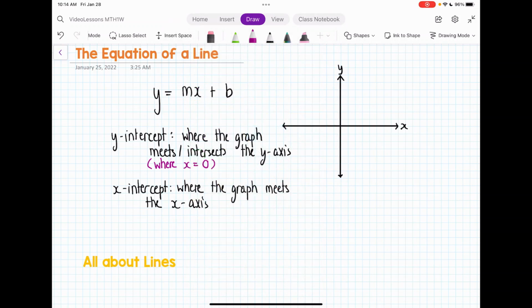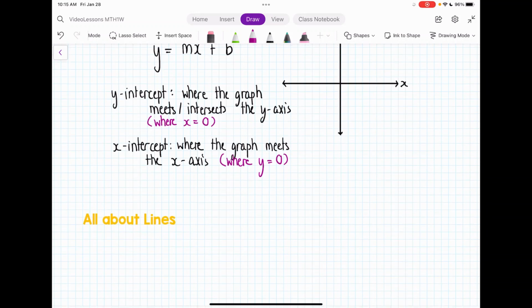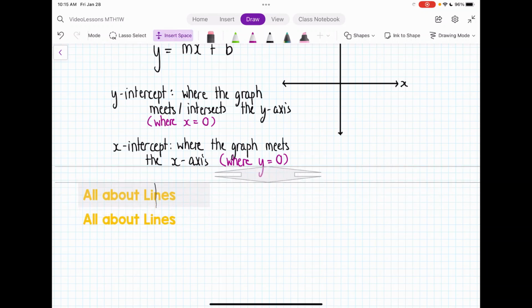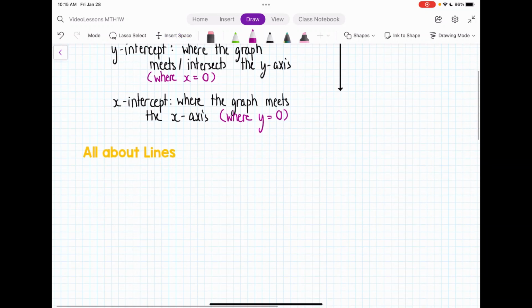And then by the same logic or understanding, the x-intercept would mean if I'm on the x-axis, so if I'm here, then I've not moved vertically, which means that my y value would be 0. Okay, so that's just an understanding of what those terms mean. Now, what we're going to do is look at what the equation of a line tells us.